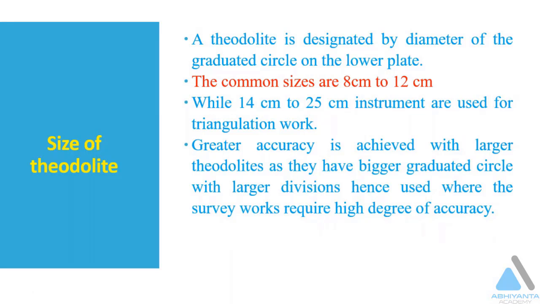Greater accuracy is achieved with larger theodolites as they have a bigger graduated circle with larger divisions, hence used where the survey work requires a high degree of accuracy. એટલે એનો મતલબ શું છે તમને સમજાવું. હમણાં મેં તમને જે થિયોડોલાઇટ બતાડ્યું હતું, this was the general theodolite. What was the least count of that theodolite which I have shown you during the session?